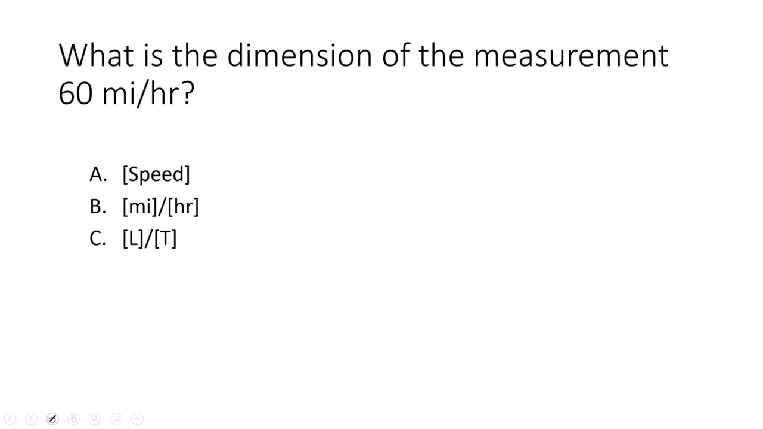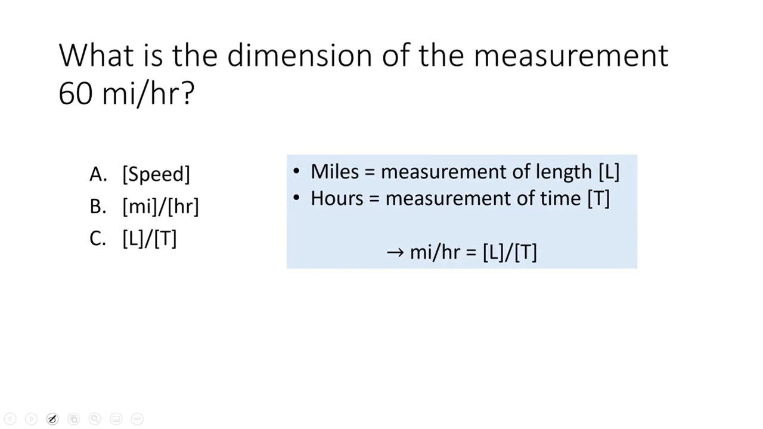Okay, quick question. What is the dimension of the measurement 60 miles per hour? Well, miles have dimensions of length, which is capital L in square brackets. Hours are time, which is capital T in square brackets, so I get L over T. Answer C.